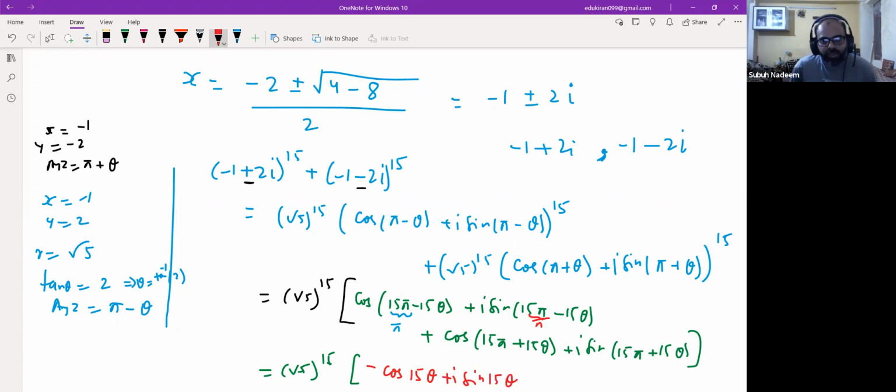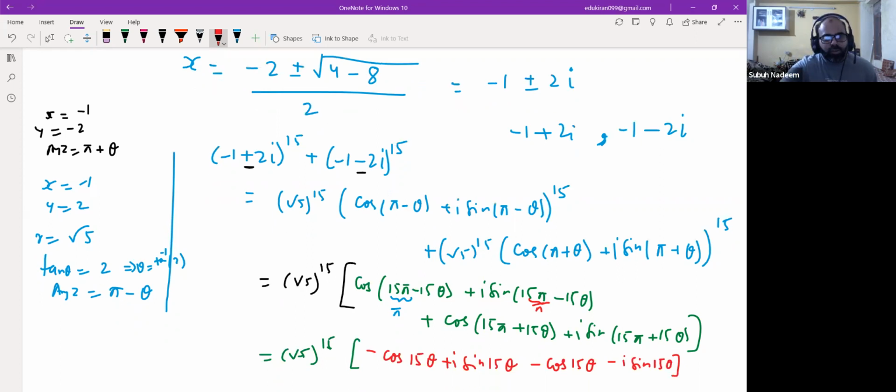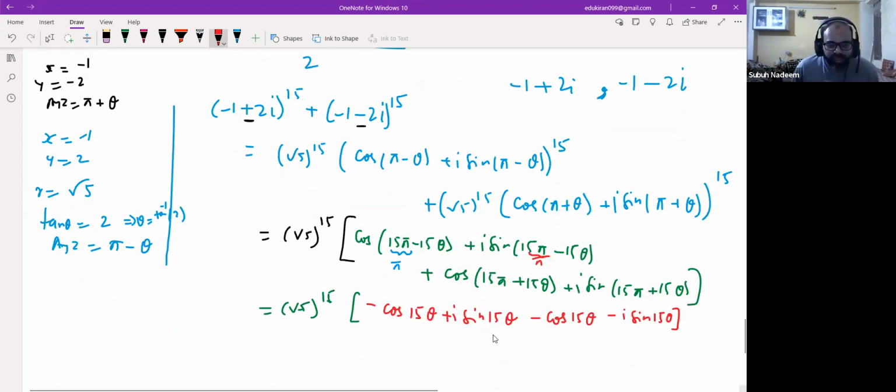Because you have again in the second quadrant sine cos. 15 pi plus 15 theta will be minus cos 15 theta, third quadrant it is. And 15 pi plus 15 theta is minus i sine 15 theta. It is in the third quadrant. So we write it. Now this i sine 15 theta will get cancelled and we will get root 5 to the power 15 minus 2 cos 15 theta.